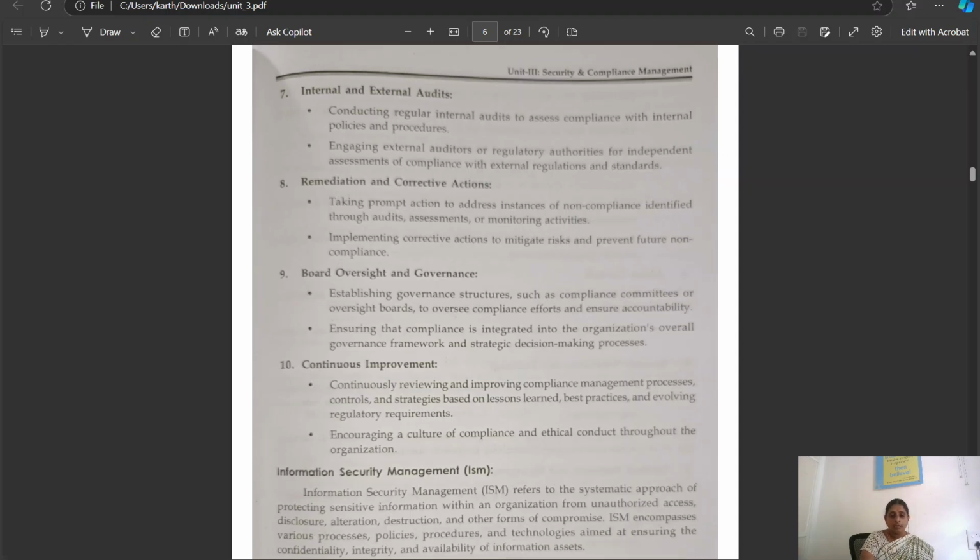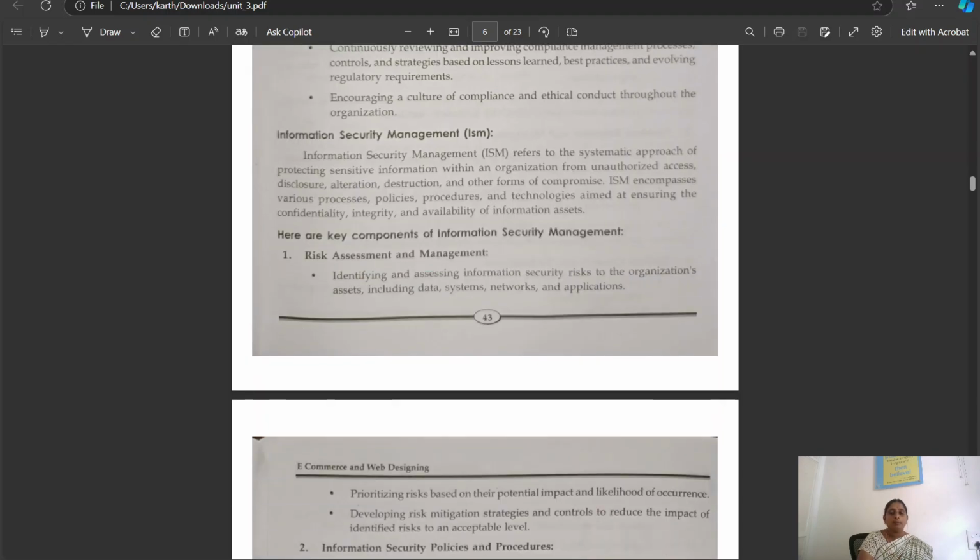And the next one is information security management. Information security management refers to the systematic approach of protecting sensitive information within an organization from unauthorized access, disclosure, alteration, destruction, and other forms of compromise. ISM encompasses various processes, policies, procedures, and technologies aimed at ensuring the confidentiality, integrity, and availability of information. So, given below are the key components of information security management.